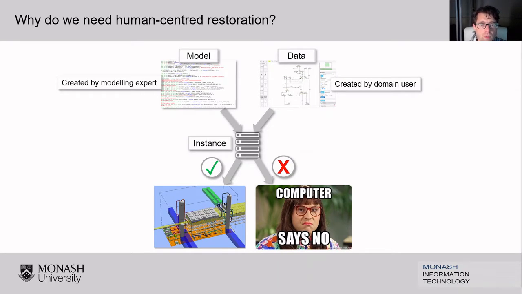Solving combinatorial problems involves combining a model created by a modeling expert with data provided by a domain user. Either the instance is feasible and we get a solution, or the computer just says no. Our aim is to create a generic system for domain users who do not have modeling expertise but need to understand why the computer says no and how to change things to get a solution.